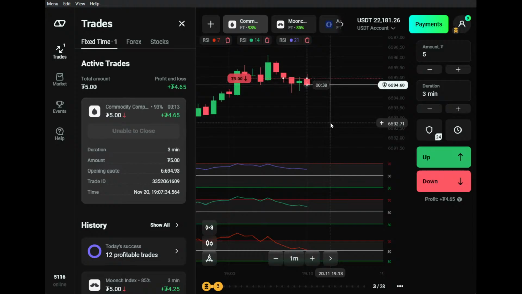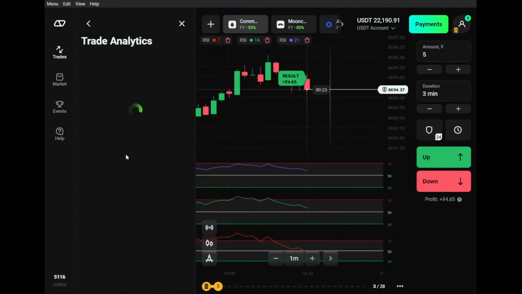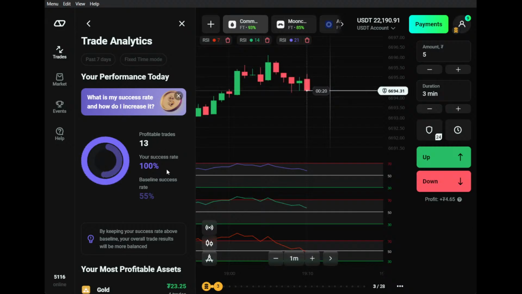15 seconds for commodity to go, and after that it makes 13 profitable trades. Do you believe that? Continuous 13 trades in profit. So that is what triple rebound is about. Okay, we have 13. You can check yourself. It's in front of your screen. Success rate is 100%.